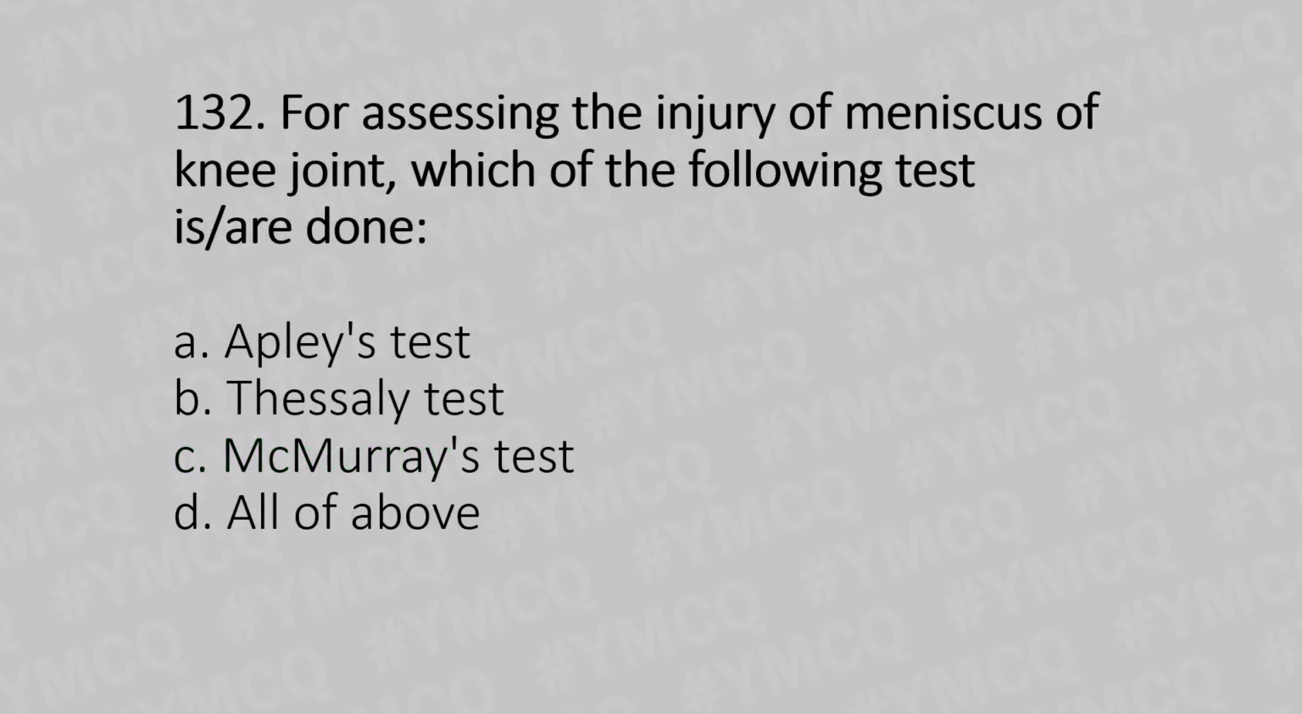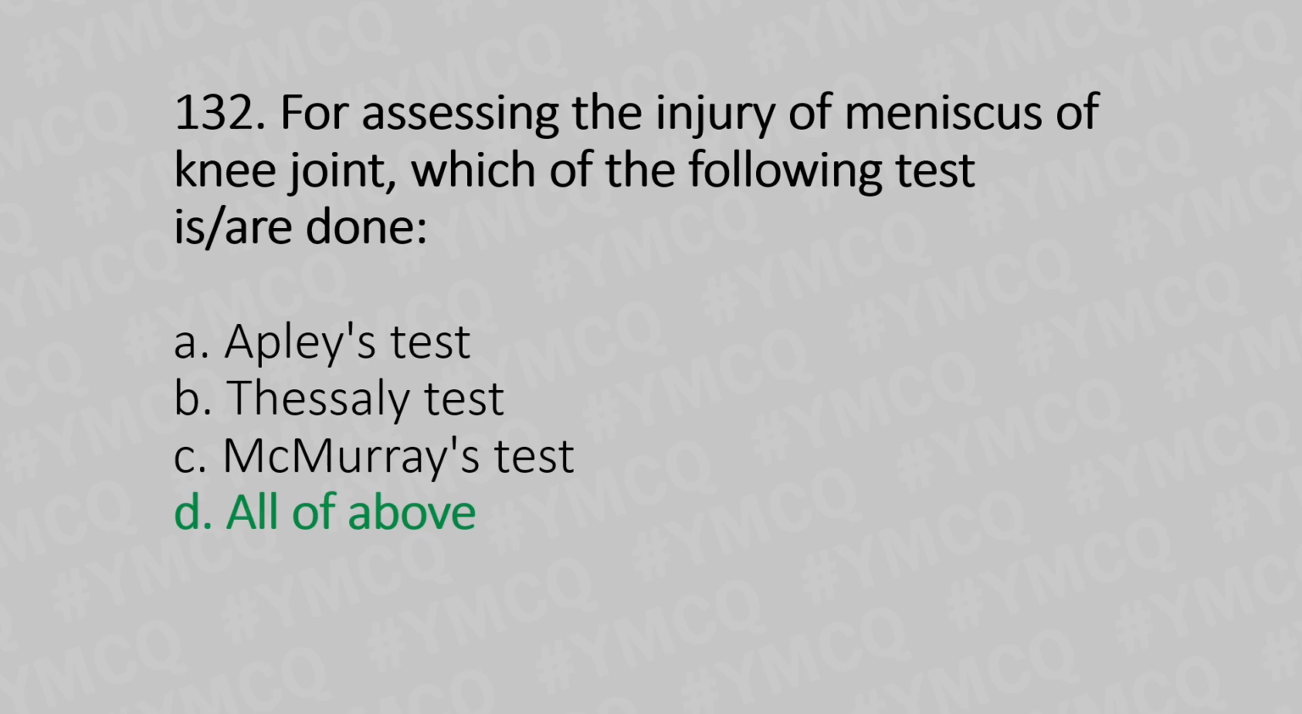Now let's move to question number 132. For assessing the injury of the meniscus of the knee joint, which of the following tests is done? Option A, Apley's test. Option B, Thessaly test. Option C, McMurray's test. Option D, all of the above. And the answer is option D, all of the above.